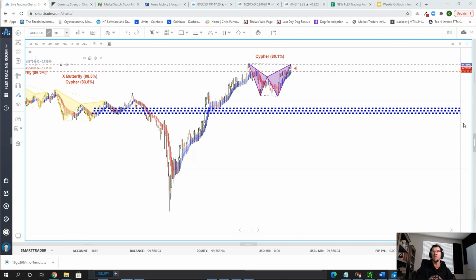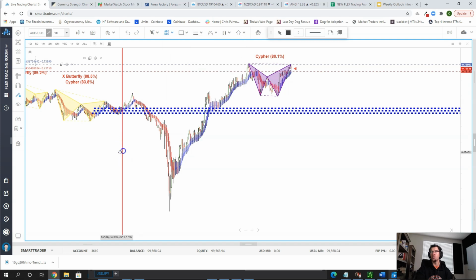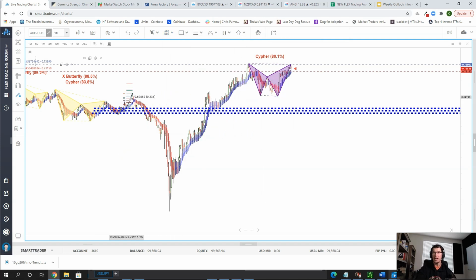One is inside the charting platform Smart Trader, there is something called the Smart Pattern Scanner. And so if you just install this charting software, which is a cloud-based charting software, and you have this tool at the ready, if you click on Smart Patterns and run, this will show up on every single chart that is creating valid harmonic patterns.